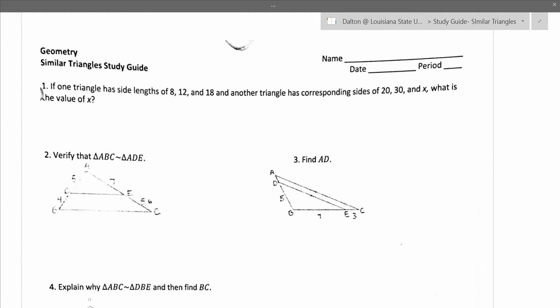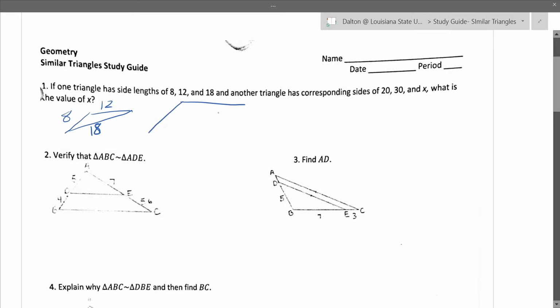So number one says, if one triangle has side lengths of 8, 12, and 18, another has corresponding side lengths of 20, 30, and x, what is the value of x? Now, you don't have to, but if you want to, you could go ahead and draw triangles that represent these scenarios. So like 8, 12, and 18. And a second triangle. It's okay if it's not exactly representative of these numbers.